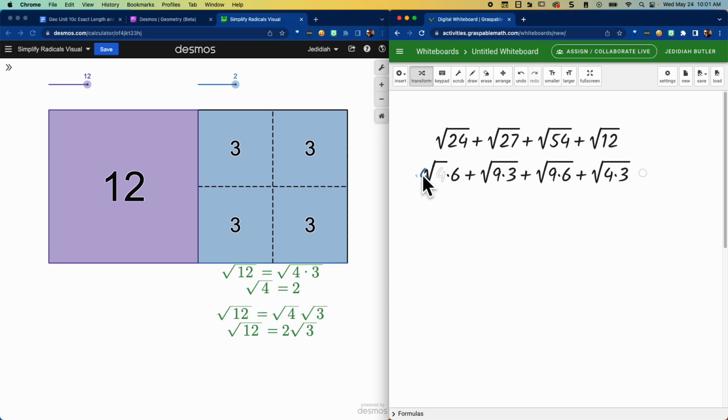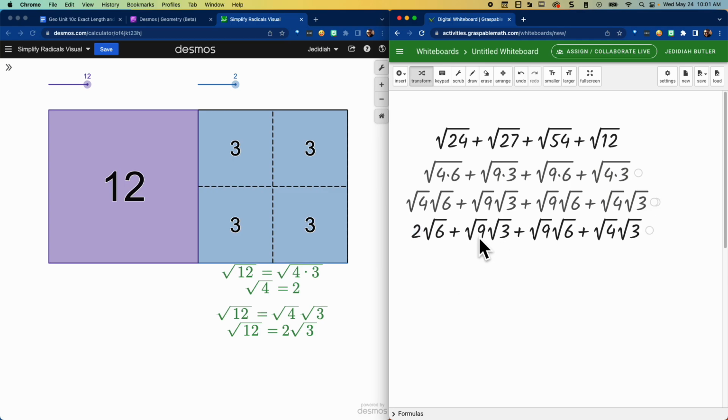Now the 4 times 6, I can pull out the 4. I can pull out the 9. I'm doing the same thing all the way across here. And that means I'm going to have a 2 root 6, a 3 root 3, a 3 root 6, and a 2 root 3. Ooh, now I have some things.